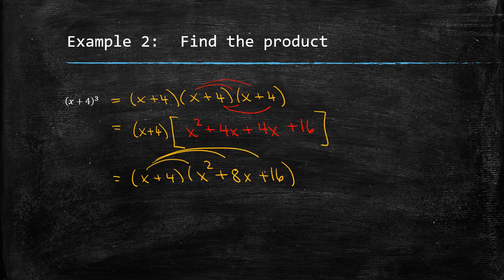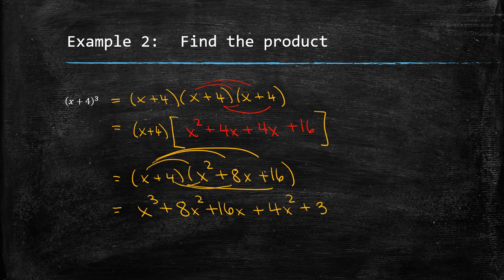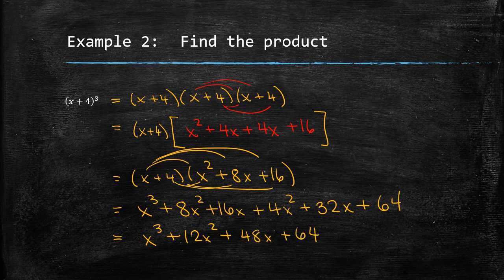So now we're ready to distribute our x. So we have x cubed plus 8x squared plus 16x. Distribute the 4, plus 4x squared plus 32x plus 64. Okay, add like terms and then we're done. So we have x cubed plus 12x squared plus, add our x's together, so that'll be 48x plus 64 at the end.